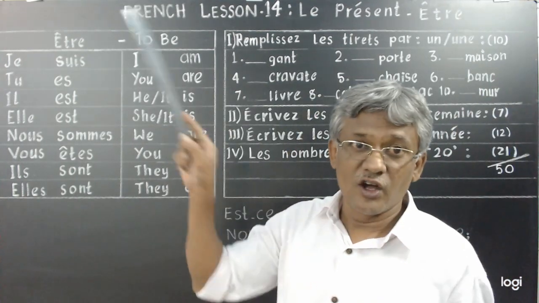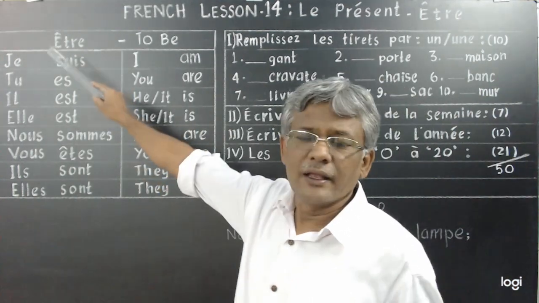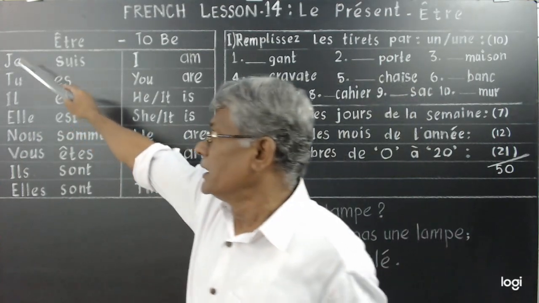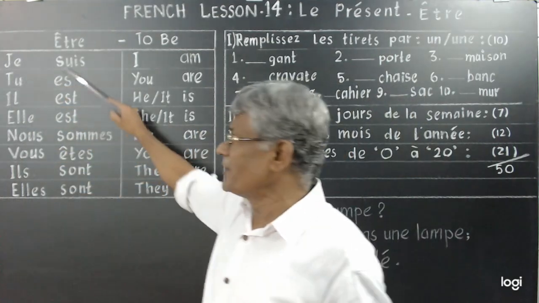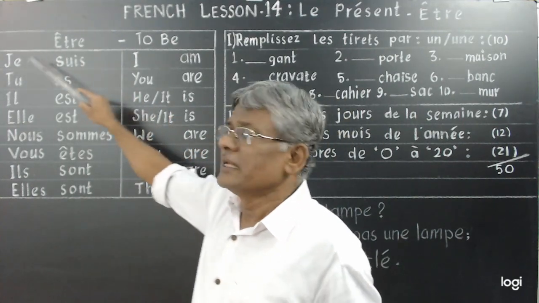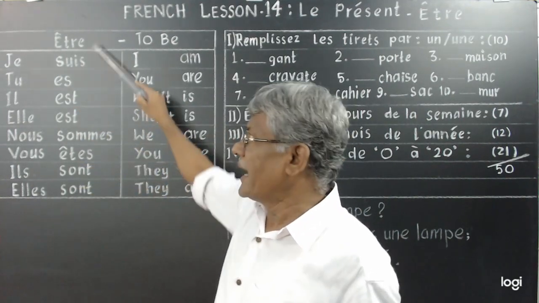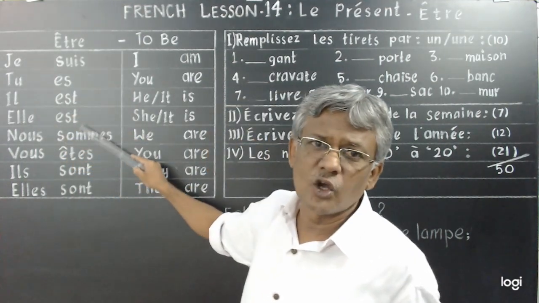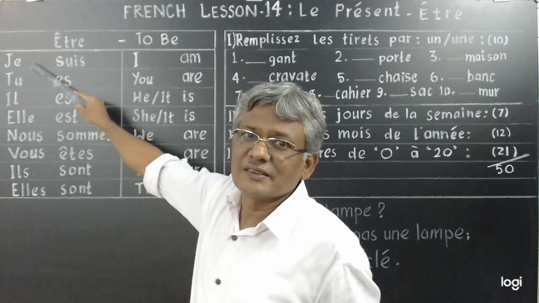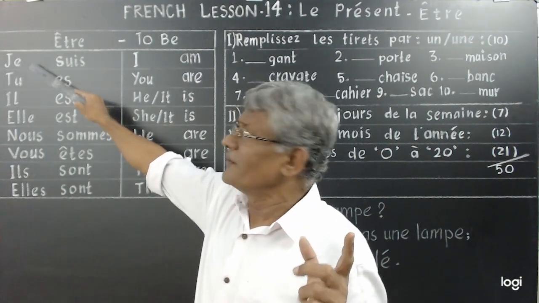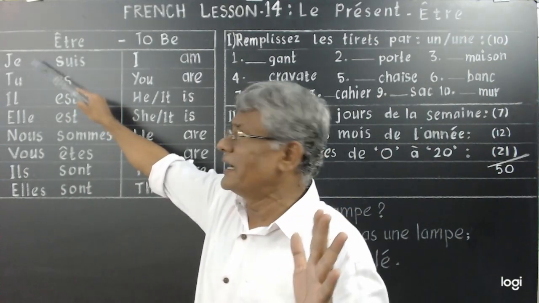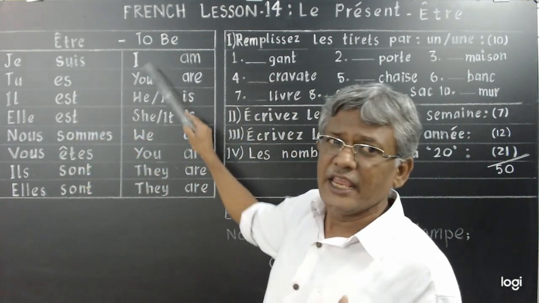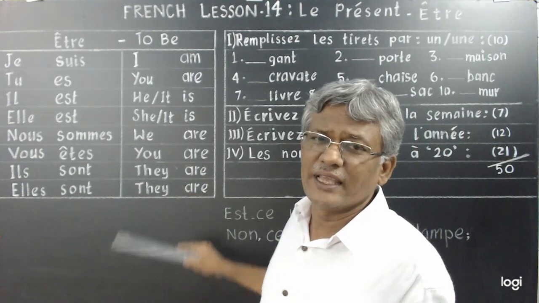Also, elles sont, they are. Okay. You must mug up. No other shortcut. You must mug up this one. This is different. This is different. Okay. This is personal pronouns and this is the conjugation of être. So this you memorize separately: je, tu, il, elle, nous, vous, ils, elles, with the meaning I, you, he, she, it, we, you, they.